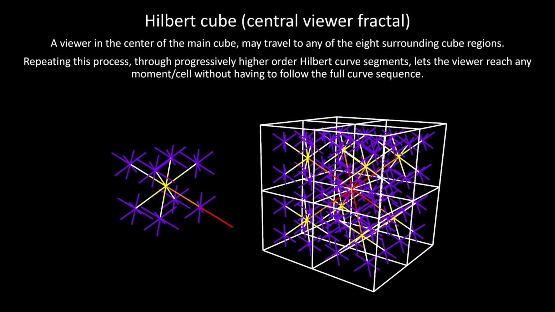The Hilbert cube central viewer branch fractal. A viewer in the center of the main cube may travel to any of the 8 surrounding cubic regions. Repeating this process through progressively higher order Hilbert cubes lets the viewer reach any moment or cell without having to follow the full curve sequence. This can be used to pack scenes of a 3D animation with general locality preserved when scaling a time factor.